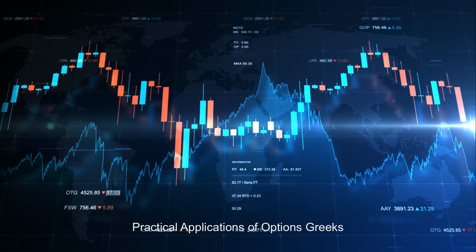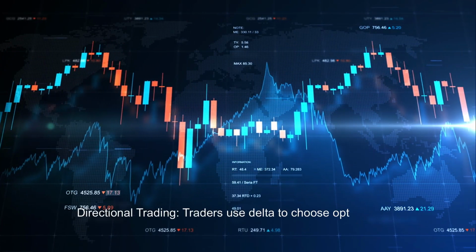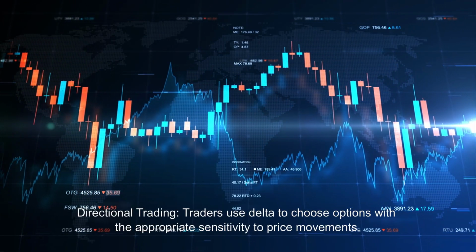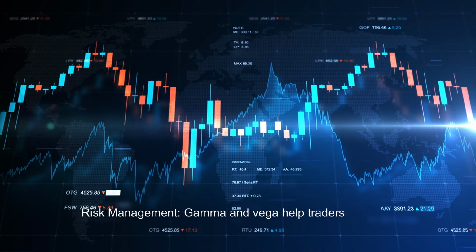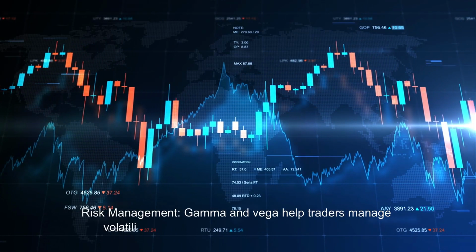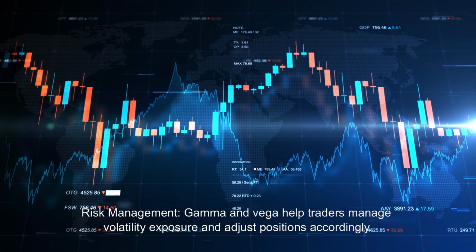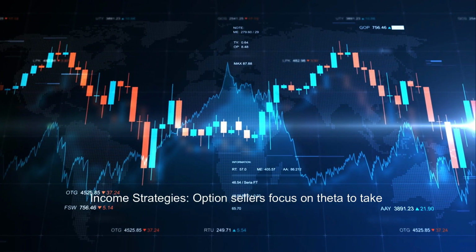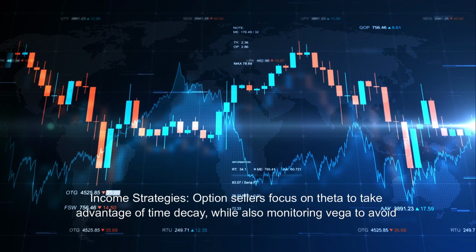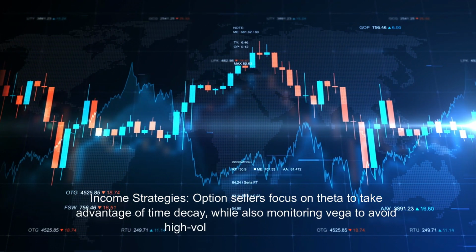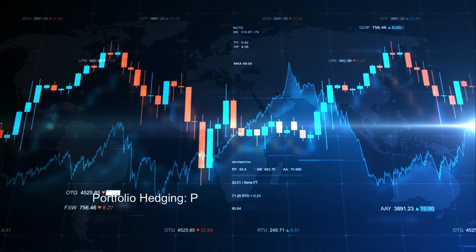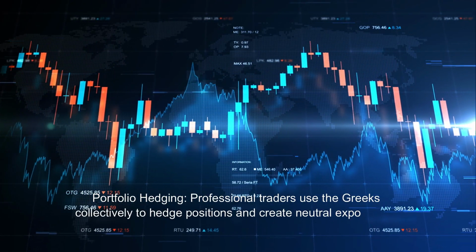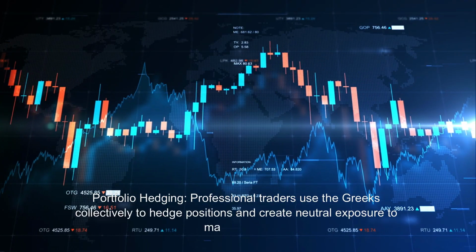Practical applications of options Greeks. Directional trading: traders use delta to choose options with the appropriate sensitivity to price movements. Risk management: gamma and Vega help traders manage volatility exposure and adjust positions accordingly. Income strategies: option sellers focus on theta to take advantage of time decay, while also monitoring Vega to avoid high volatility environments. Portfolio hedging: professional traders use the Greeks collectively to hedge positions and create neutral exposure to market risks.